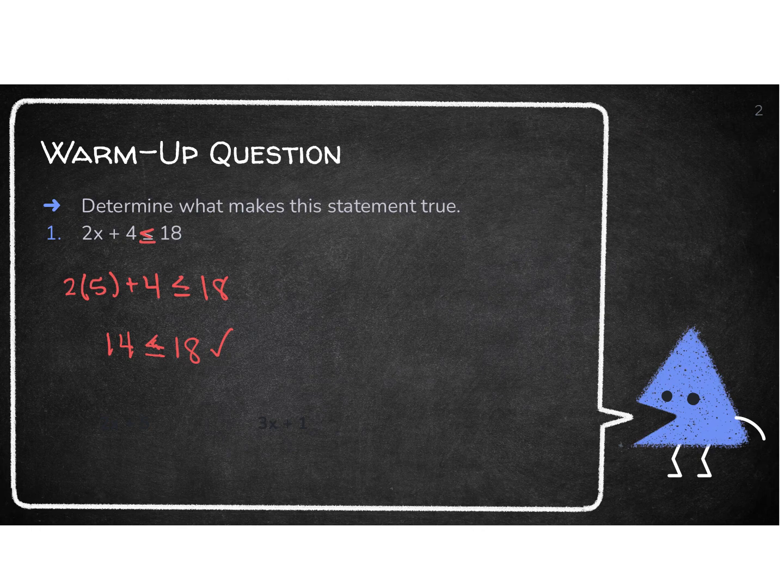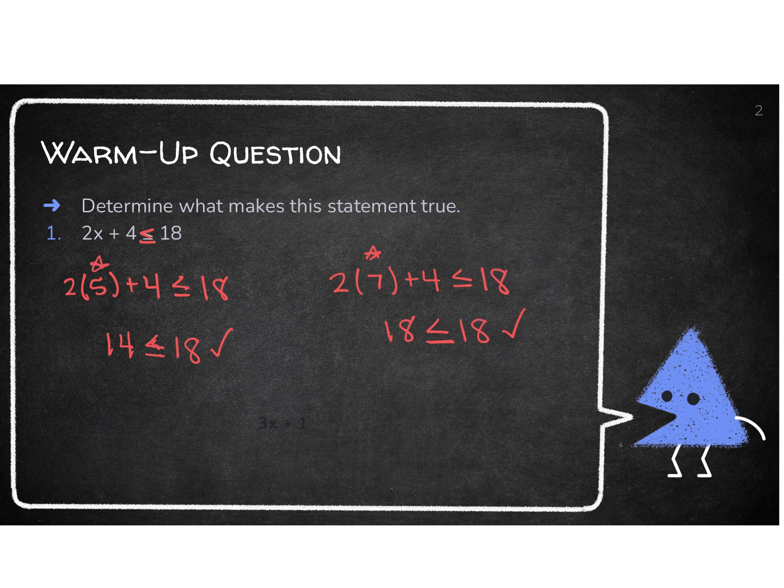So let's try 7. 2 times 7 plus 4, is that going to be less than or equal to 18? 2 times 7 is 14, plus 4 gives me 18, which is less than or equal to 18. We can't check the alligator in this situation, but this equal to sign tells me that 18 is equal to 18. So that is a true statement. So 7 also works. We know that 5 works and 7 works.